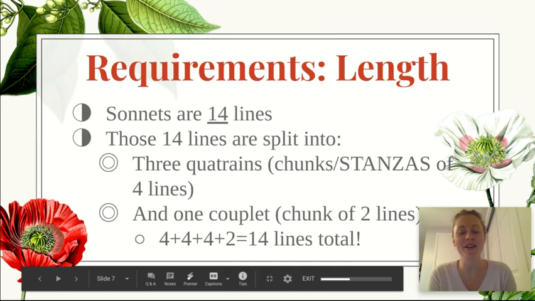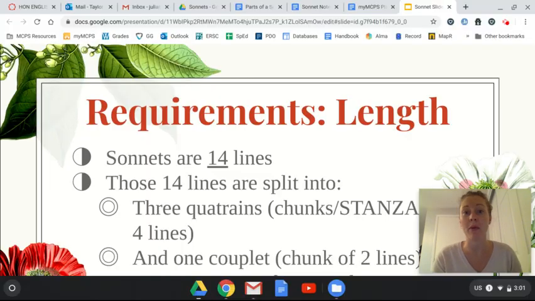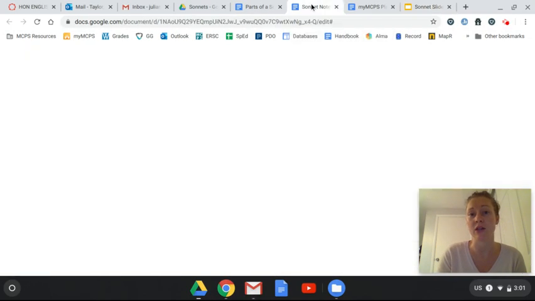Hi, English 9. You are currently in your Sonnet Notes doc. You should also be following along in your Sonnet slides. I'm going to be going through the requirements of a sonnet. Let me briefly remind you of where you need to be in your Sonnet Notes.